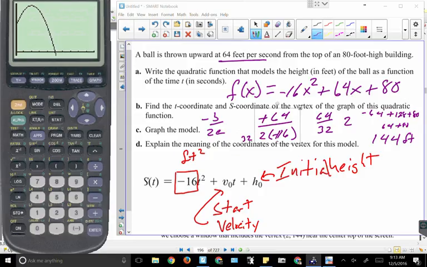Now, this is not a graph of where the ball lands. Okay? This is not height and distance. A lot of people always think that, oh, that's what the path of the ball looks like. This is the height of the ball based upon time. It is not the height of the ball based upon distance from the building. That's a completely different equation.